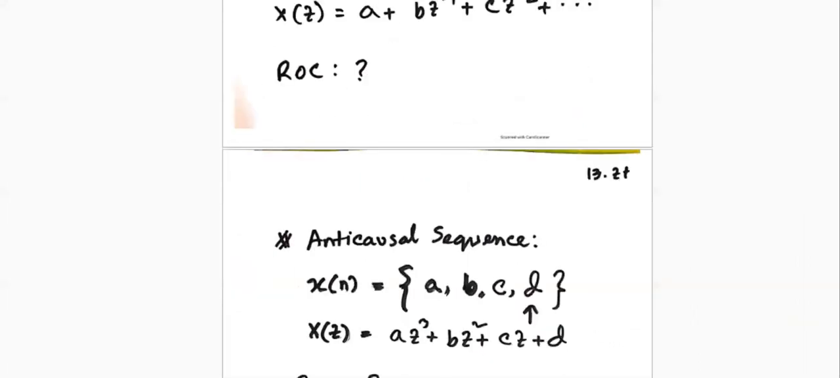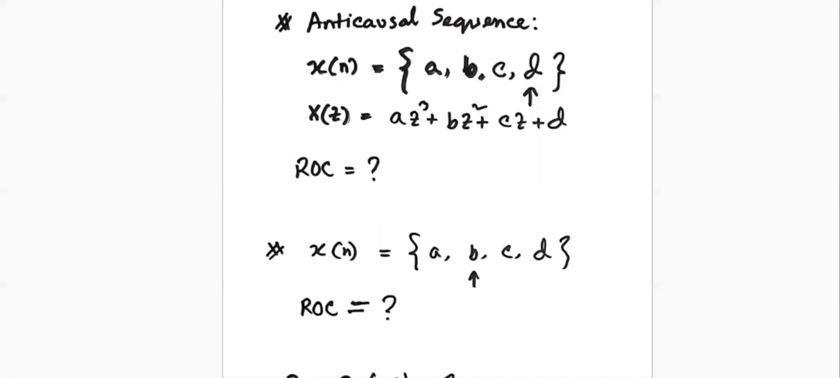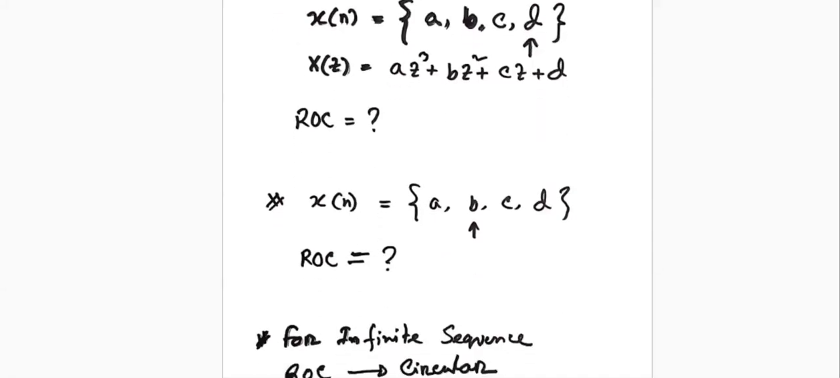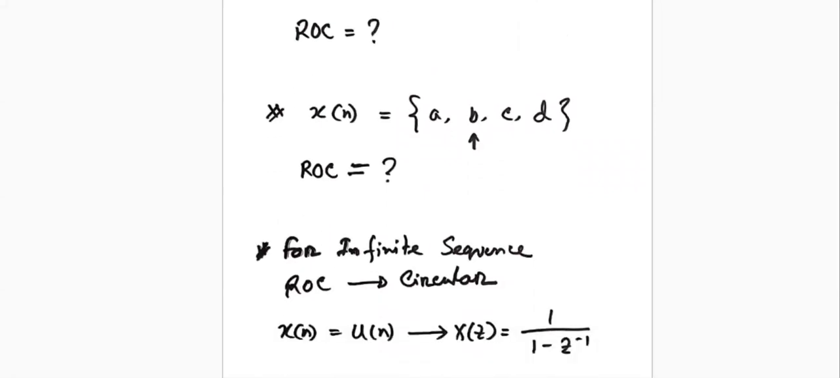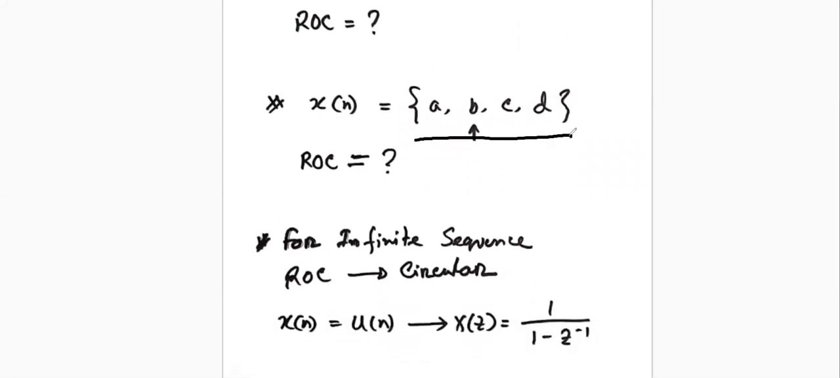Okay, thank you. So this is for the anti-causal sequence. I believe that you understand the basic things. Again, if this is a two-sided sequence, we have shown the example previously, and we have found that the ROC is more than 0 and less than infinity for this kind of two-sided and finite sequence.